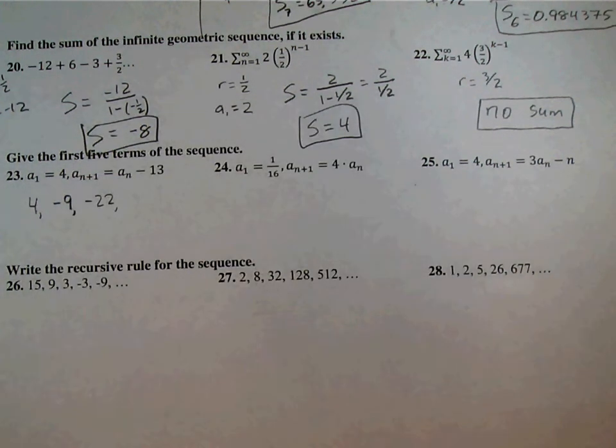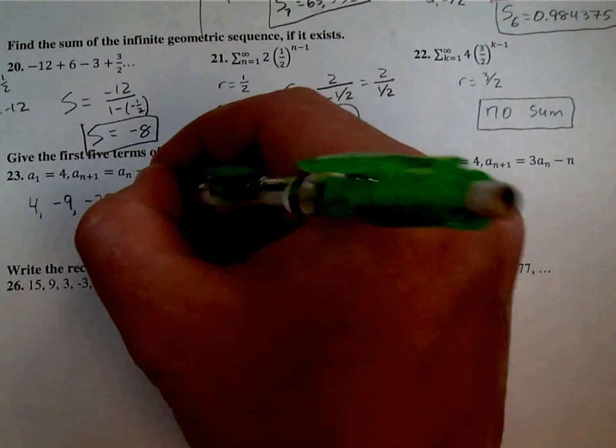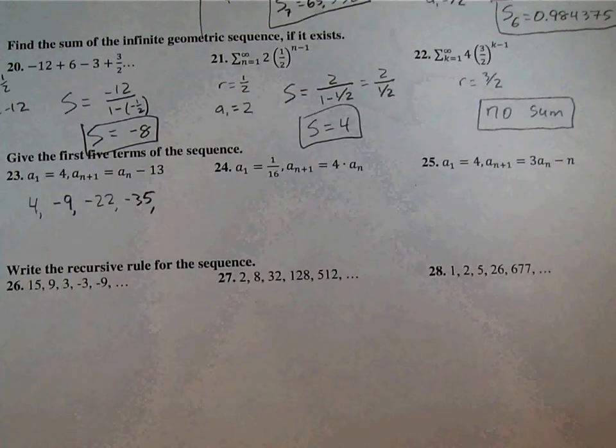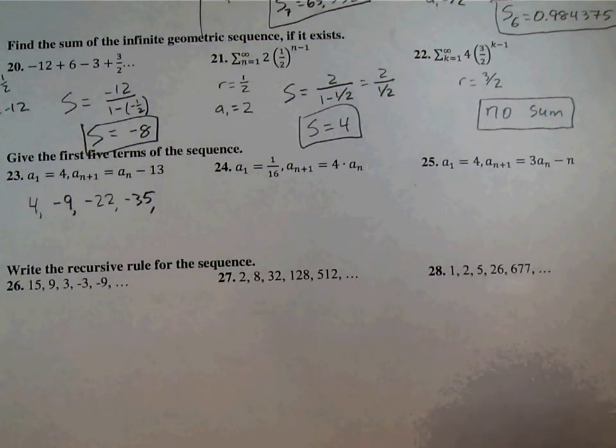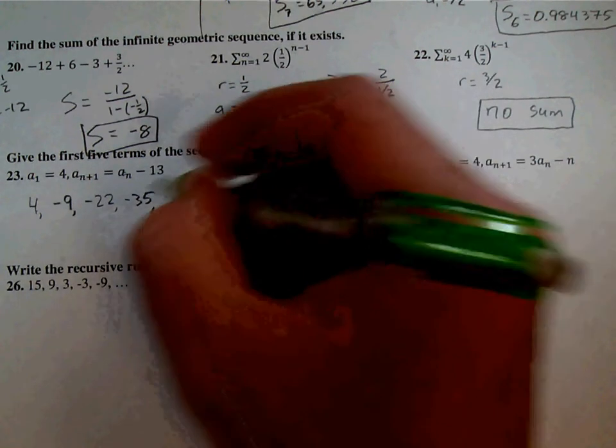And then we just keep repeating that. Now we plug the negative 22 in there. Negative 22 minus the 13 is negative 35. So at that point, we're at 4. We need 5 terms, one more. So negative 35 minus 13 is negative 48.